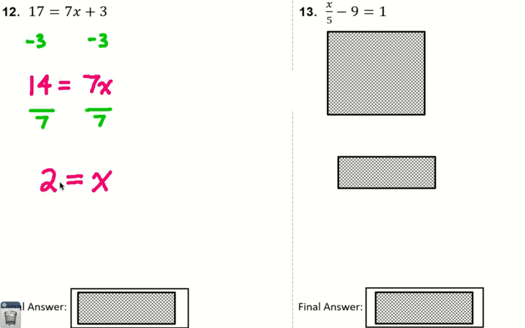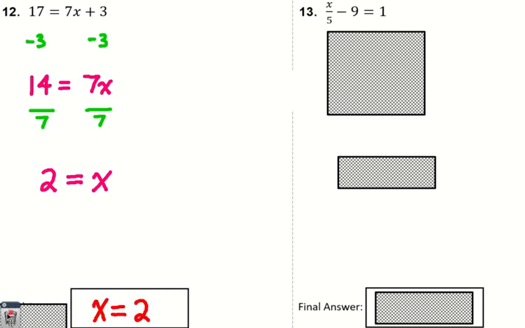And I'm going to assume that for my final answer, instead of saying 2 equals x, most people prefer to say x equals 2 and have the variable on the left side instead of the right side. So you can do that at the end. Change 2 equals x to just x equals 2.